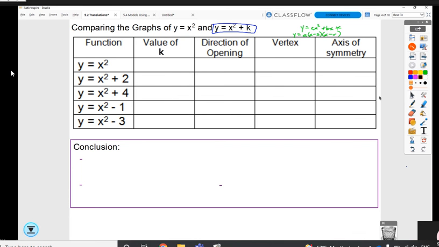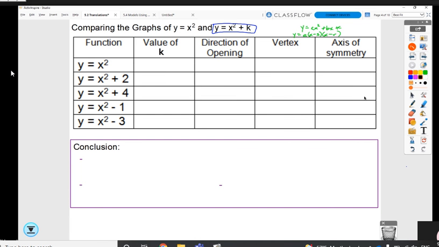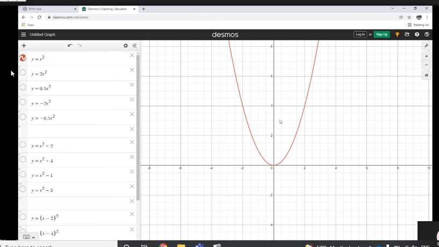So, y equals x squared. The value of k here, well, I guess it would be plus 0. We don't actually write that. So the k value here would be 0. The direction of opening would be up, of course. The vertex we know is 0, 0. And then the axis of symmetry would be x equals 0. It's right on this y-axis. So we say x equals 0.